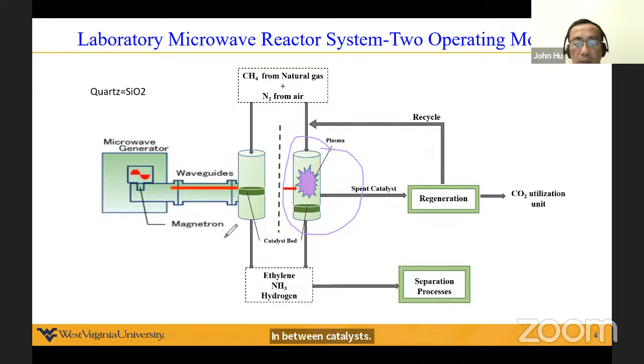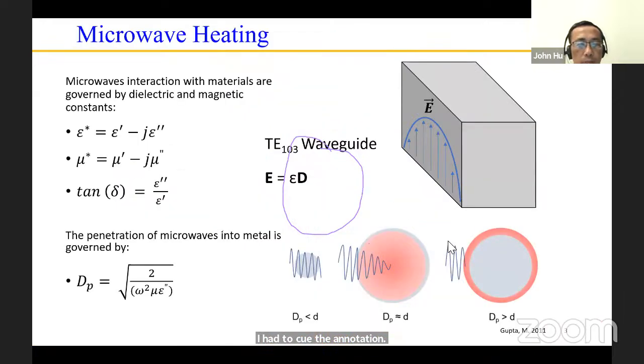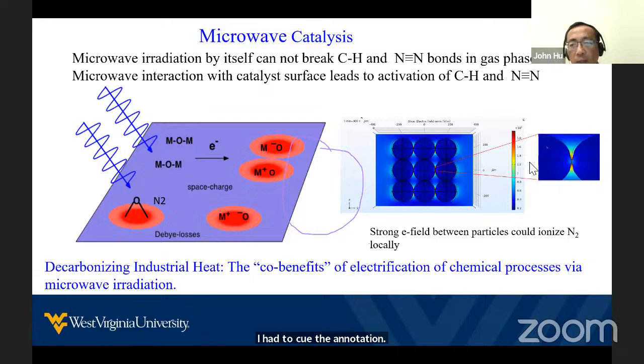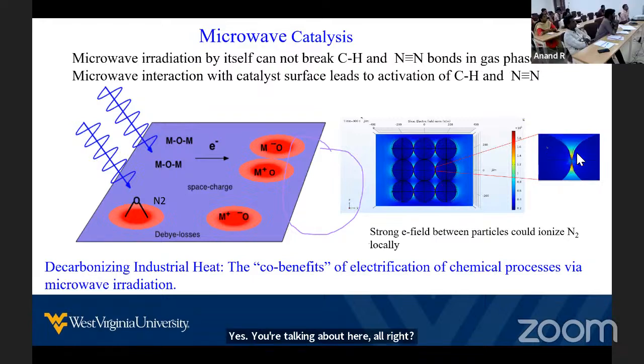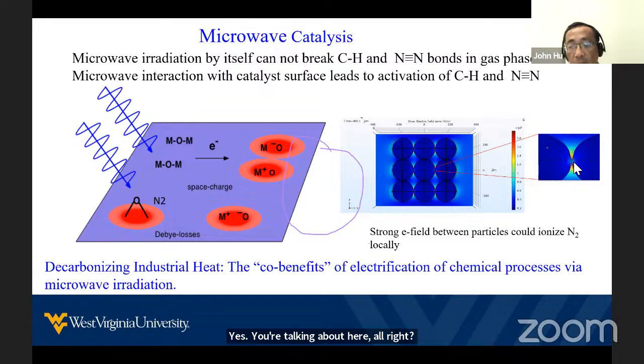Okay, now I understand your question. Let's go. I have to cue the annotation. Yes, you're talking about here. Basically, if you have catalyst particles, you will have plasma in this region, but it's called microplasma. I don't think you can see it with your eyes. You have to have the instrument to see it. Do you have that instrument to see the plasma? It's called OES.